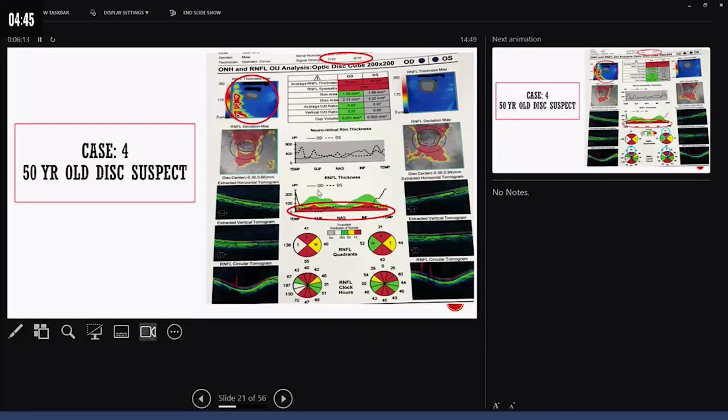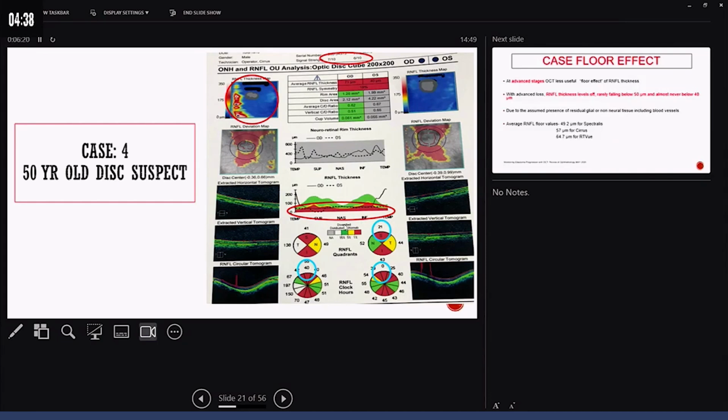But where is the disc? The disc margin is all fuzzy. Then there are these black areas you can see here. These black areas are missing data. Next, if you see the TSNIT graph, it is touching the baseline. The arrow is not coming here actually. So the TSNIT graph is touching the baseline. If you see the RNFL thickness, it is going 40, 21, 0.